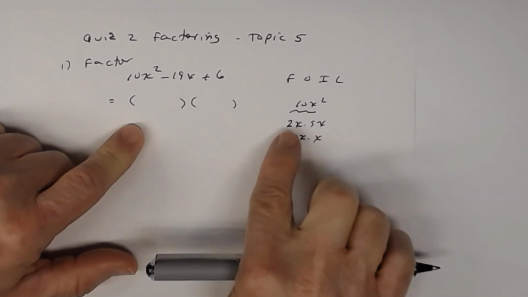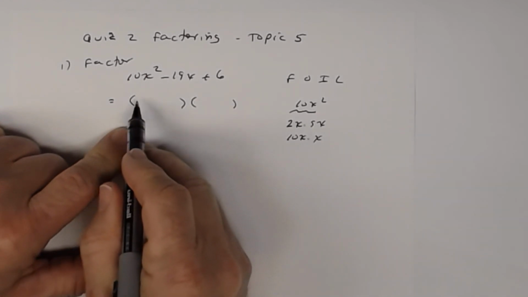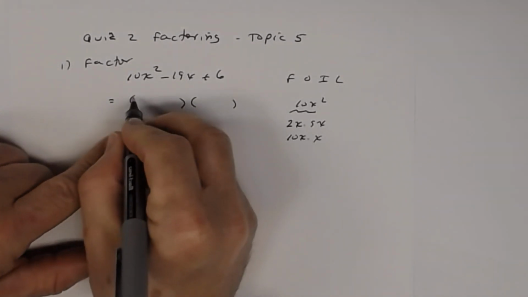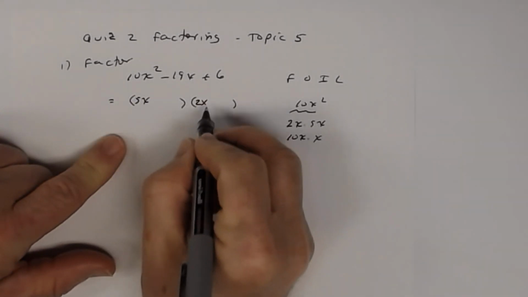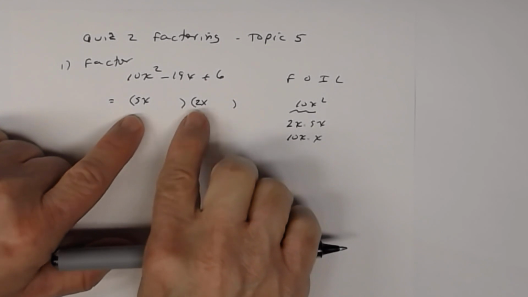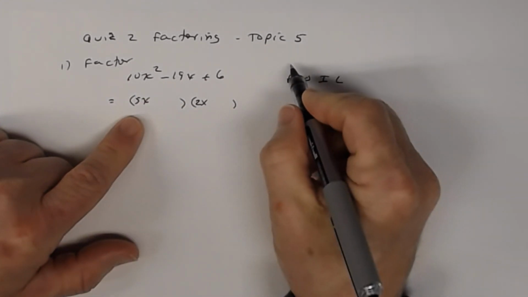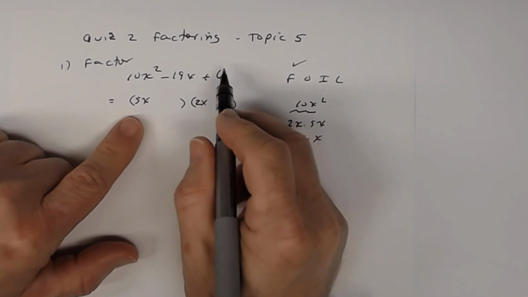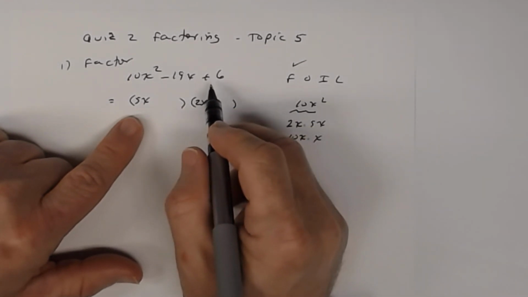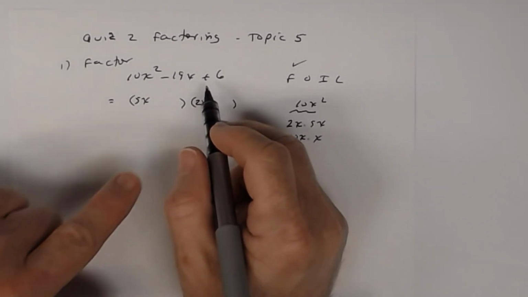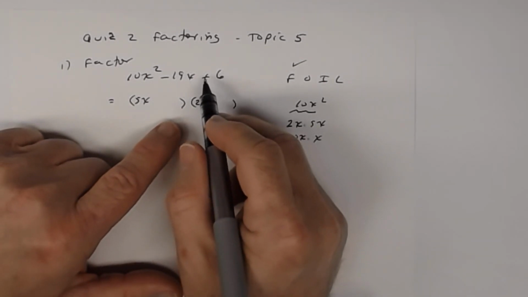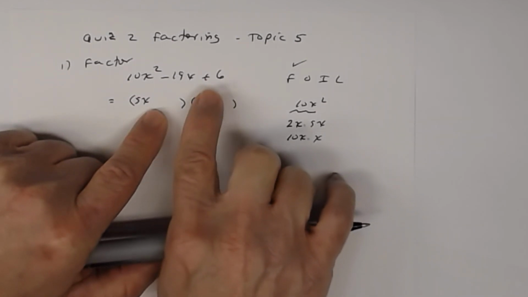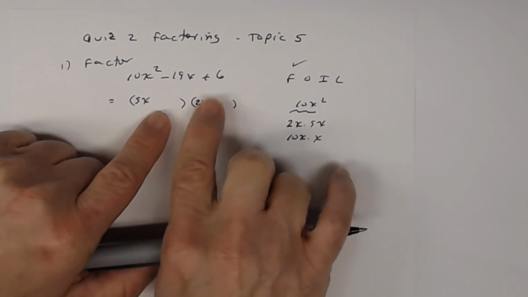And for right now, it really doesn't matter whether you put 2x here or 5x in the first parentheses. I'm going to put 5x here and 2x here. And so far we're good because 5x times 2x is 10x squared. So that's my F. Now the L, we're looking at the last now. So that's this term here. Now keep in mind, you see this is a plus symbol right here. The only way you can get a positive 6 is if the signs in here are the same. A negative times a negative is a positive, a positive times a positive is a positive.